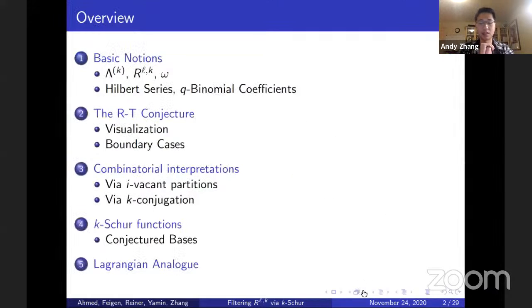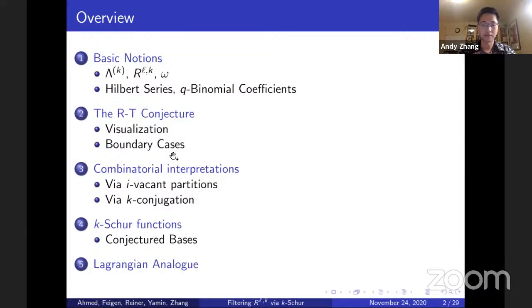I should say in the beginning that this talk will be centered around a conjecture in algebraic combinatorics called the Reiner and Tudose conjecture, or simply the R-T conjecture, which has been an open problem since 2003. Before introducing the conjecture, we shall briefly discuss some preliminary definitions and theorems. Then we'll state the R-T conjecture and present the way to visualize it, and then comment on some boundary cases that we know are true.